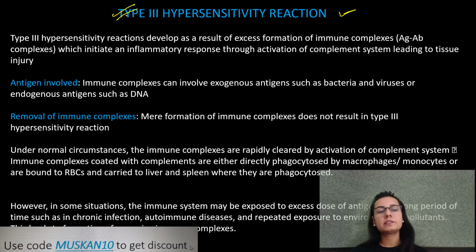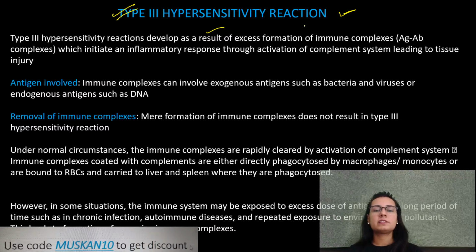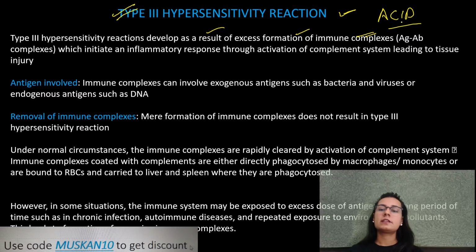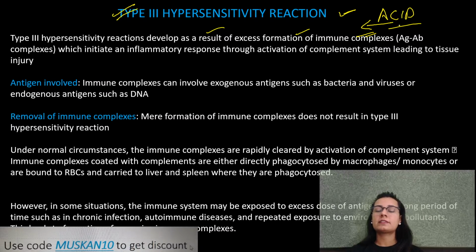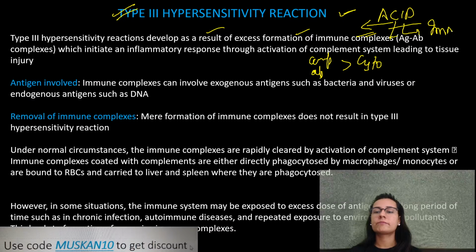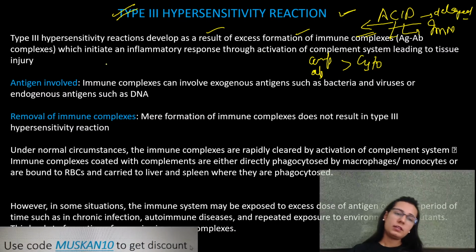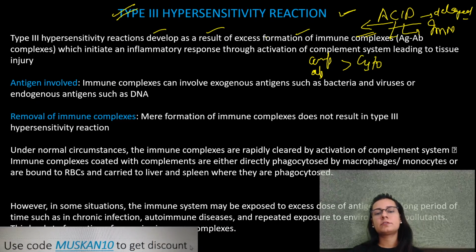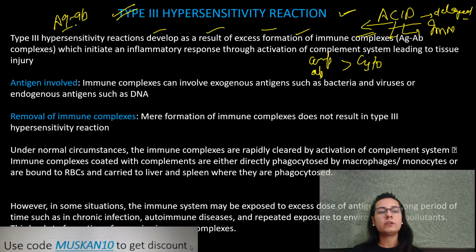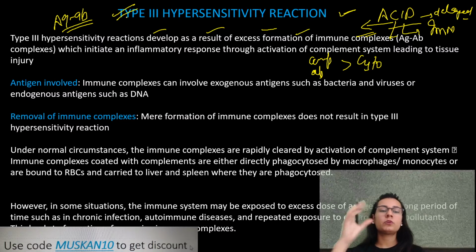Now, type 3 hypersensitivity reaction develops as a result of excess formation of the immune complex, because we have read about ACID. In ACID, A stands for anaphylaxis, atopy, allergic; C for cytotoxicity, that is about complement and antibody; I for immune complex; and D for delayed. That is, type 3 hypersensitivity results from excess formation of the immune complex, that is antigen-antibody complex, right? We have already seen that immune complexes form.